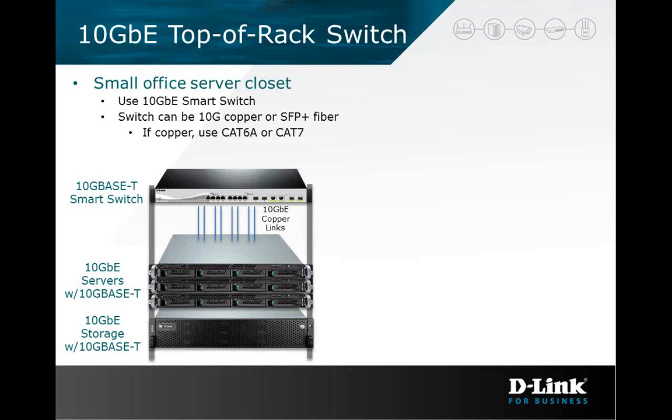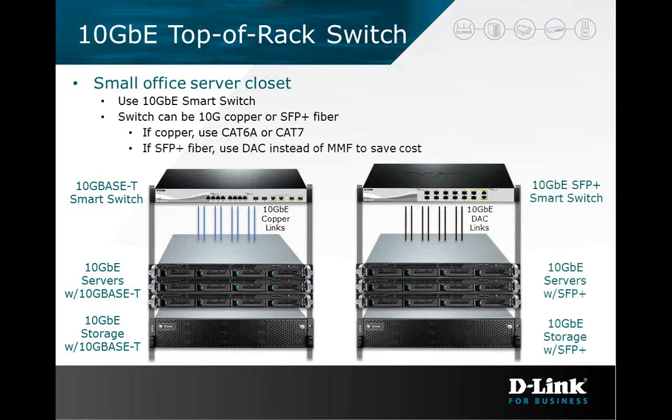So here I'm using a 10G-base-T smart switch as my top-of-rack switch, and because these particular server and storage devices have 10G-base-T connections, I can use Cat6A or Cat7 and go right into my 10G-base-T smart switch. If my servers and my storage device are SFP+ 10 gig, then I would use a different smart switch. I'd use one with SFP+ 10 gig ports on it, and probably forego the cost of multi-mode fiber, and instead I'd use direct attached copper, as we talked about earlier in the presentation. So again, this is sort of a server closet with a handful of servers in a smaller office network.